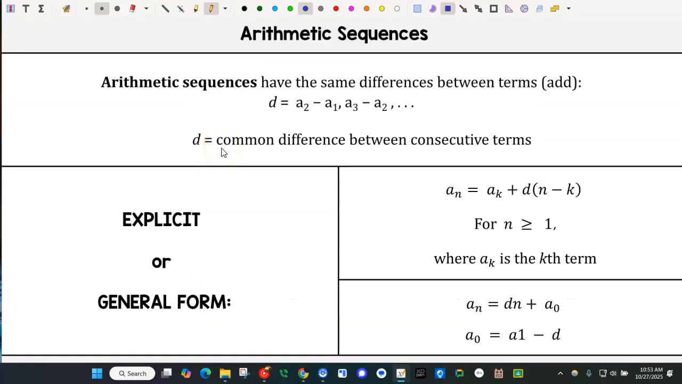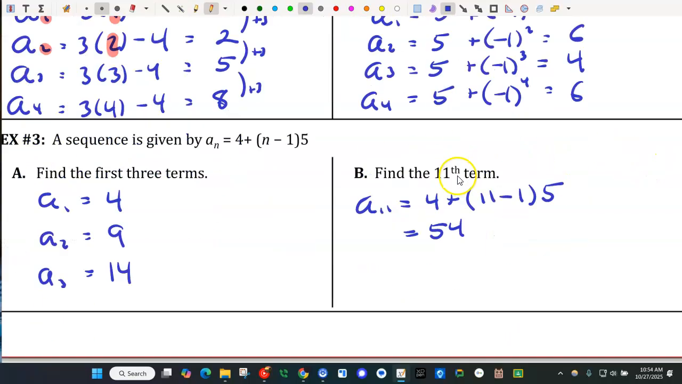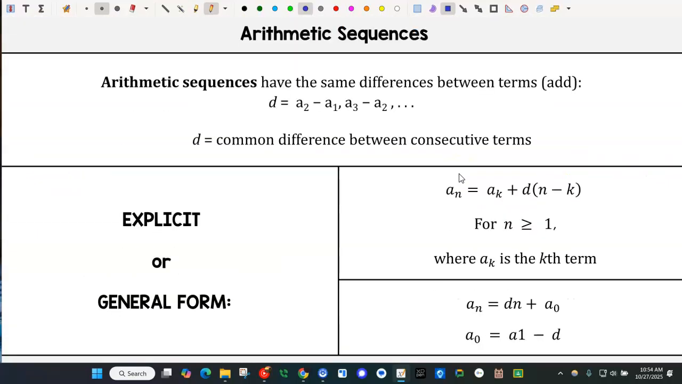You saw there are some sequences that are arithmetic and look like a straight line, like the mx plus b format, and some that don't. So we're going to look just at the ones that look like straight lines, arithmetic. Think of those as one and the same.